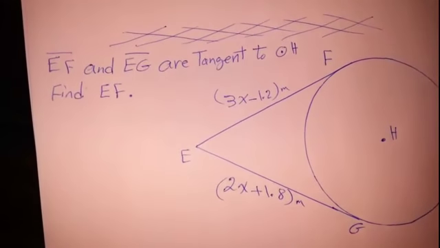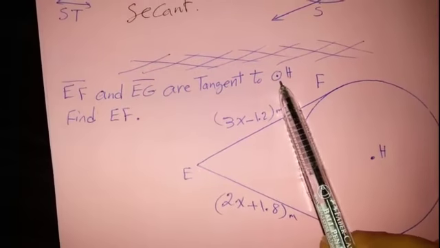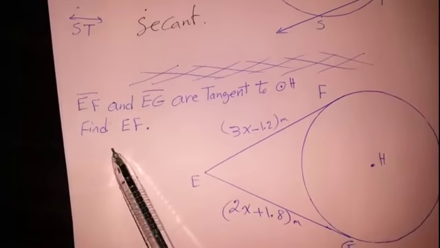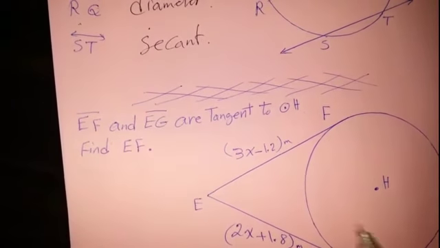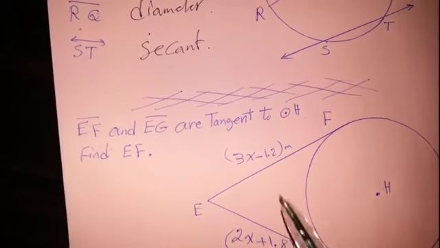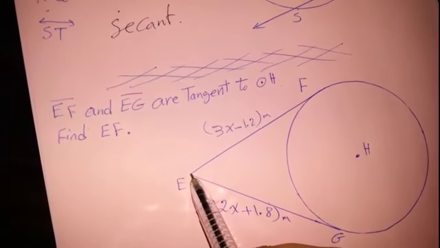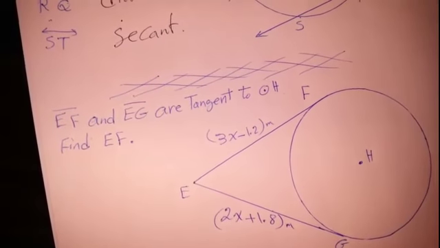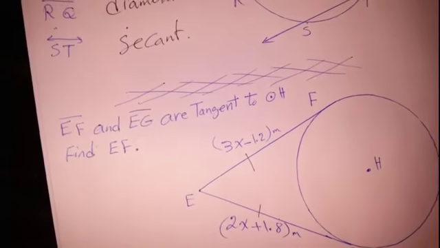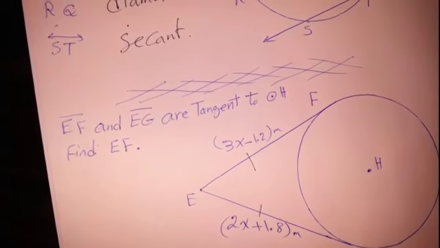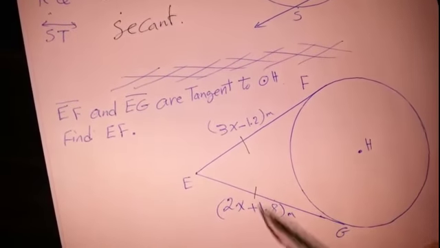Second idea we have here: EF and EG are tangent to circle H. Find EF. Here we have two tangent segments to the circle from the same point outside the circle. So the theorem says that these two segments are congruent. So to solve this question, I need to make an equation to find the variable.